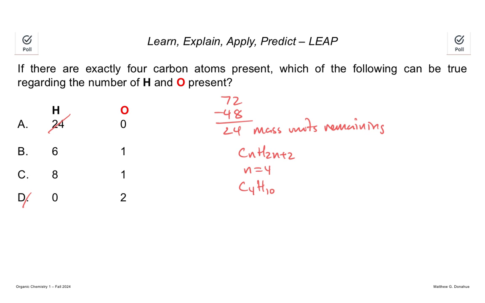So we're stuck somewhere between B and C. Both have 1 oxygen. And now we just have to figure out the ratio of hydrogens that's going to get us to 72. So the way we can do that, 72 is all elements, 48 is carbon.